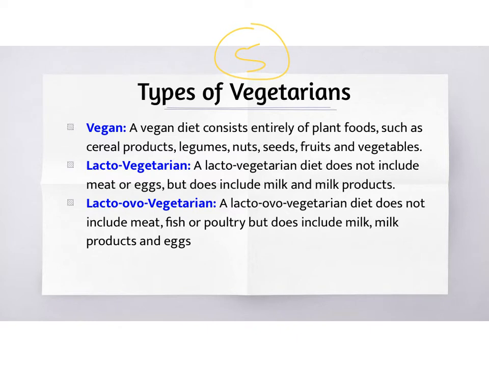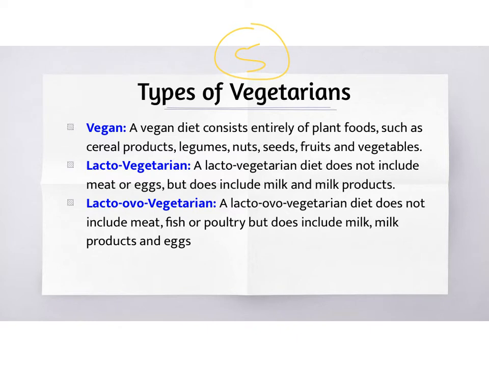The next type of vegetarianism is lacto-vegetarian. And the way that I like to remember this is through this first prefix, lacto. So lacto alludes to something being milk-based. So somebody who is a lacto-vegetarian is somebody who does not include meat or eggs, but they do include milk and milk products. So they do have a combination of what a vegan consumes as well as milk and milk products, but they still eliminate meat and eggs from the diet.